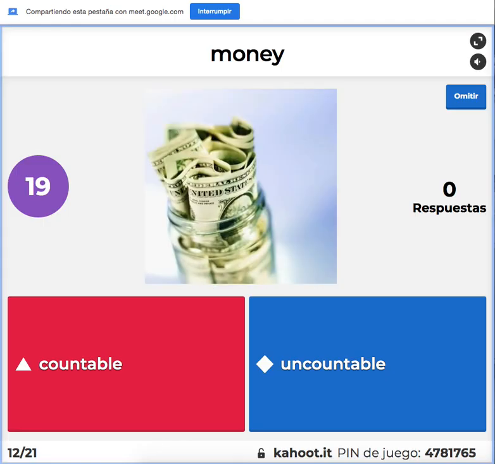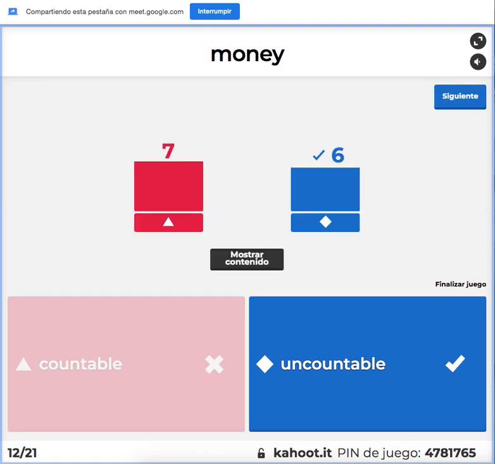Money. Look at this one. Money. Countable or uncountable? What do you say? What do you think? Money. Okay, half and a half. I am going to explain something with money. Money is uncountable. It is not possible to count money, but I am going to explain you why.